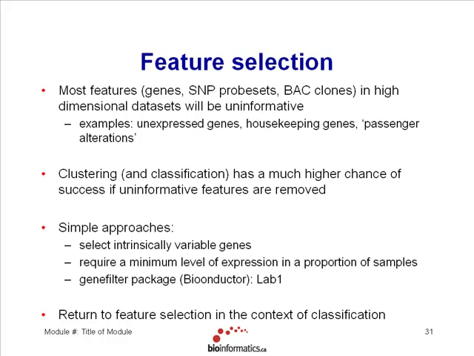The other thing is that you can require a minimum level of expression in a proportion of samples. So in order for you to choose a gene, it has to be expressed at least at some level in this proportion of samples. This is called K over A or P over A analysis, and we'll do this in the lab using the genefilter package. Okay, so those are just some tricks and important steps to carry out when doing feature selection and clustering.